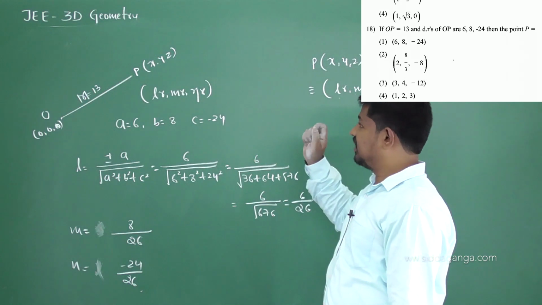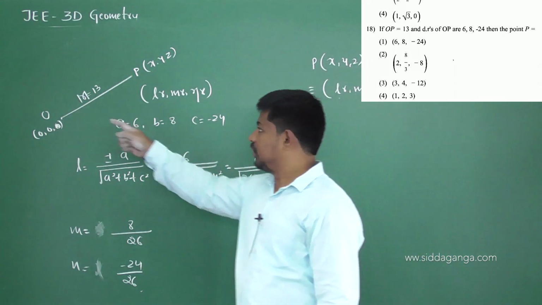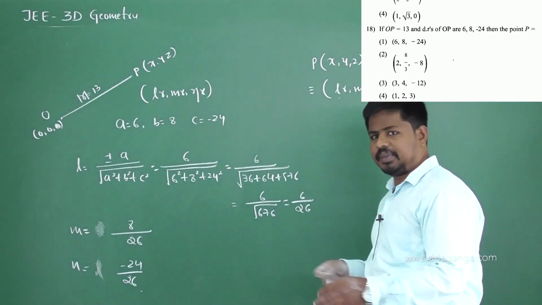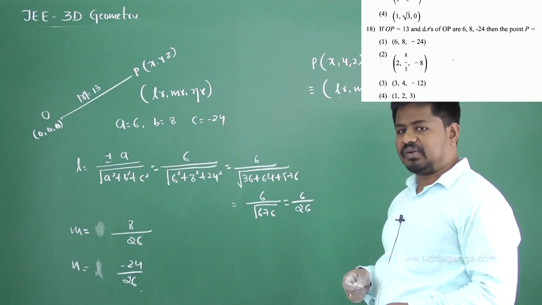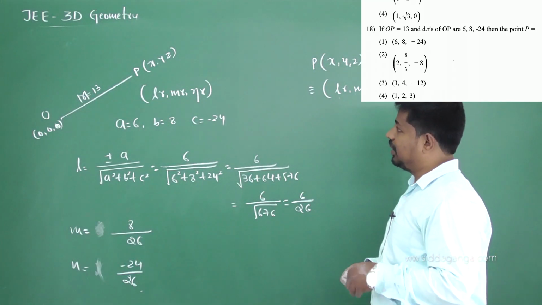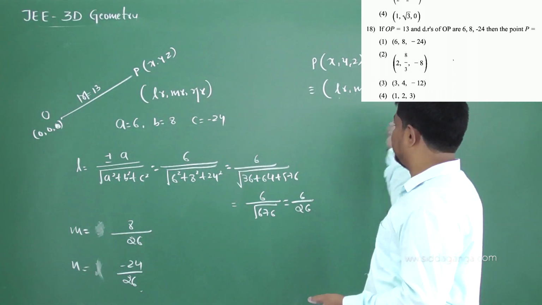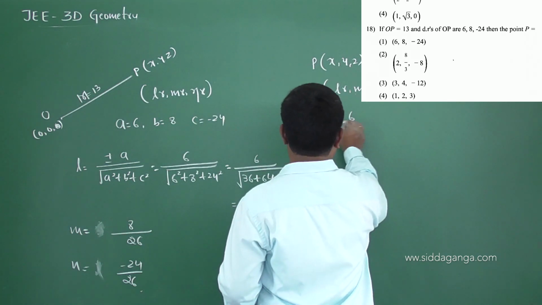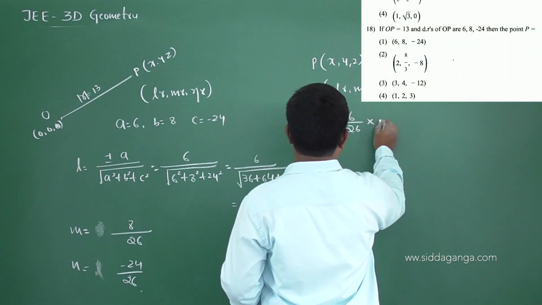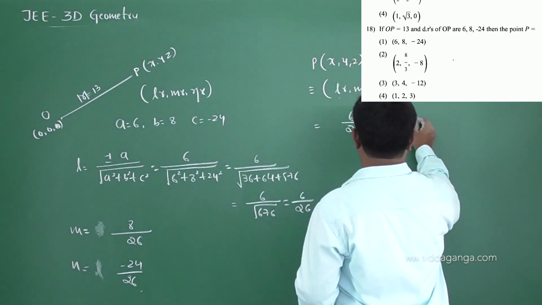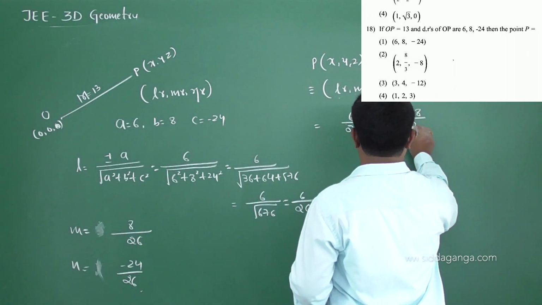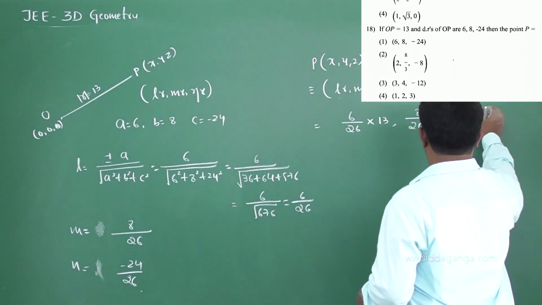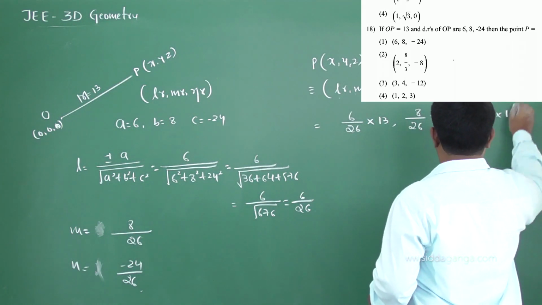But when you find the distance between the first option and O, you don't get root 13 as the answer. So there can be one more value for P. I mean there can be other coordinates for P. That's what I am finding. LR is what? L is 6 by 26 into R, which is 13. MR is 8 by 26, R is 13. And minus 24 by 26, R is 13.